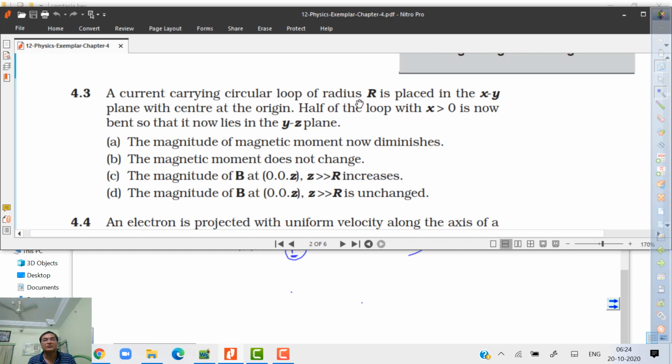A current carrying circular loop of radius r is placed in the xy plane. So it is like that. Suppose this is x and that's y. It is placed like this. X and y, Z is up.